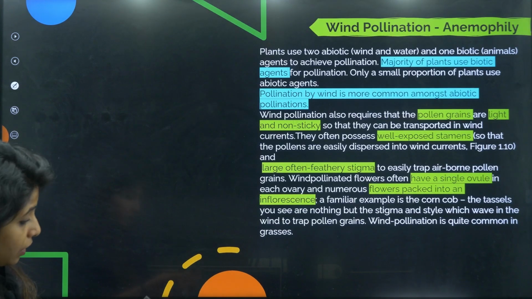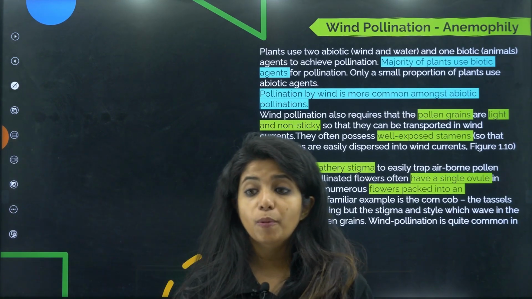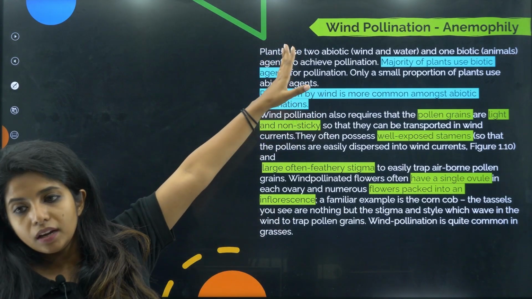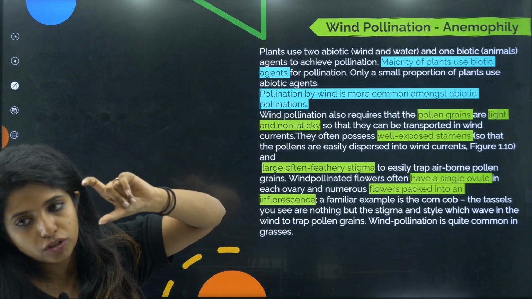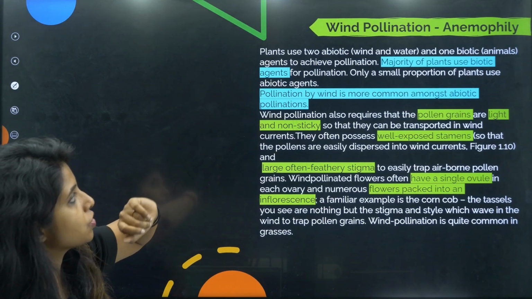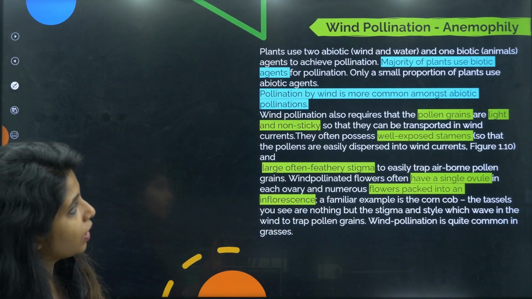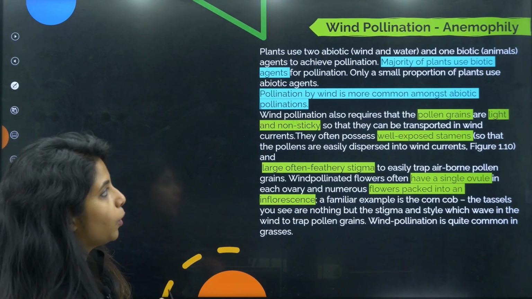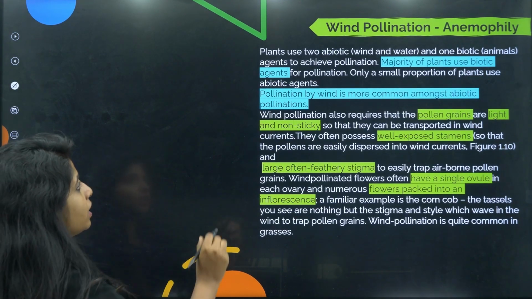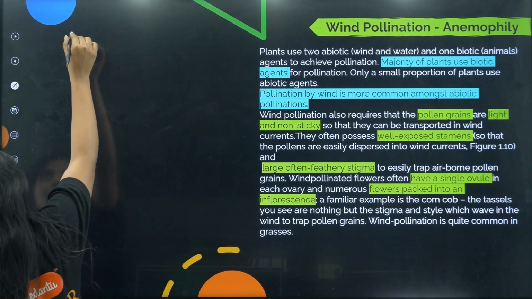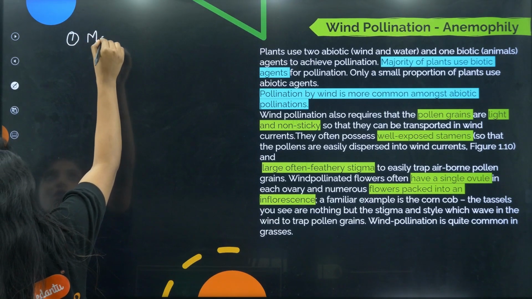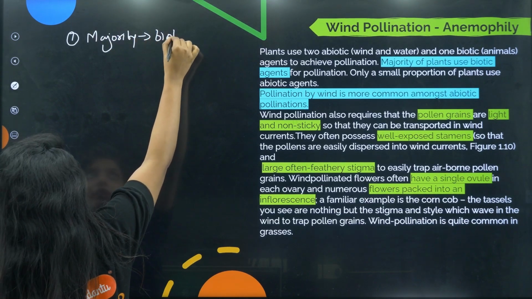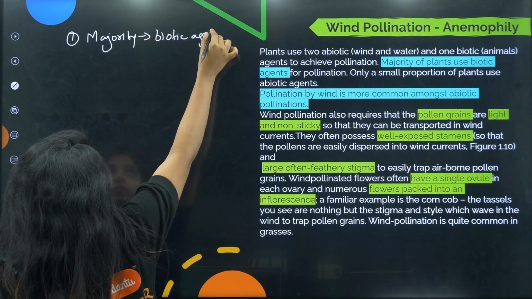Going ahead, pollination, different types of pollinating agents. We are going to talk about them. So, there is a brief intro over here and then there is an intro about wind pollination. So, let us read the brief intro about the agents first. Plants use 2 abiotic agents, that is water and wind, and 1 biotic agent, that is animals, to achieve pollination. Majority of the plants use biotic agents. So, first information, majority of them, children, do pollination with the help of biotic agents.